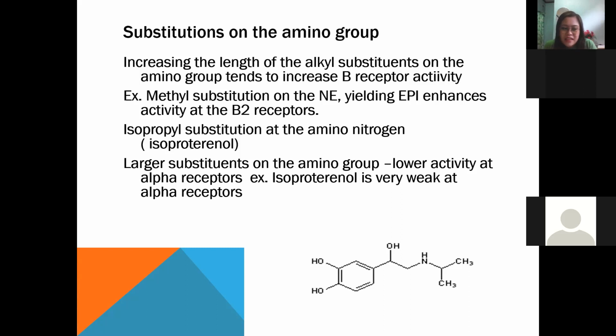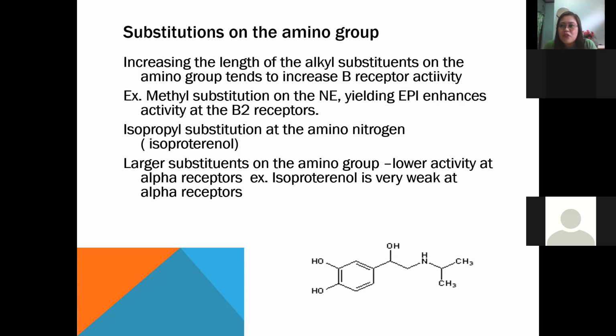That is the reason why epinephrine has a higher affinity to the beta receptor than norepinephrine. Isoproterenol, which I already mentioned earlier, has a much higher affinity to the beta receptor compared to epinephrine because it has a bigger substitution. It's an isopropyl compared to the methyl group of the epinephrine.